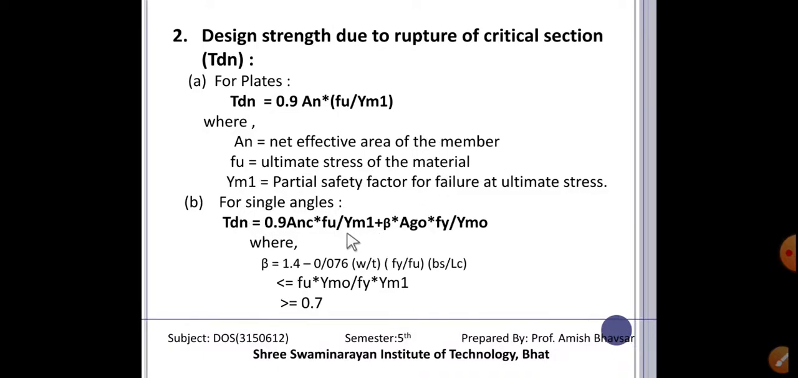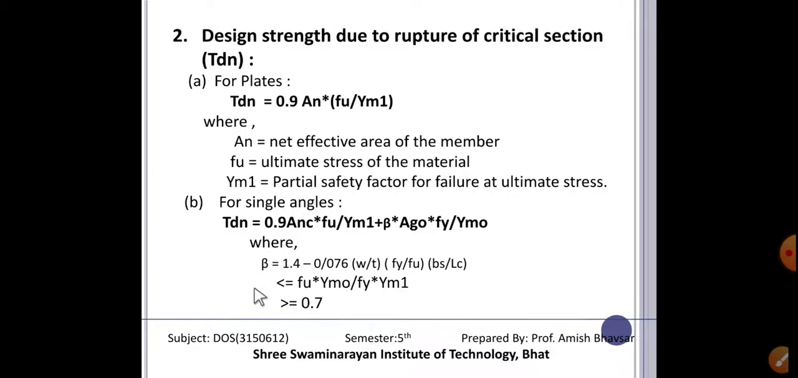For a single angle, suppose we are going to use the single member as tension member, then the equation is something like this. This equation is given on page number 32 and 33. This equation must be carried with that beta, AGO and ANC. These three terms are very important for us. For that we must first find out beta, then net area of connected leg and gross area of outstanding leg.